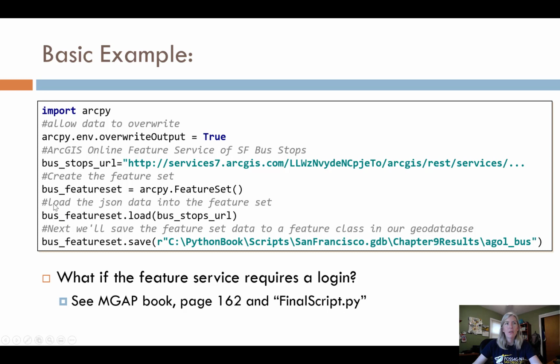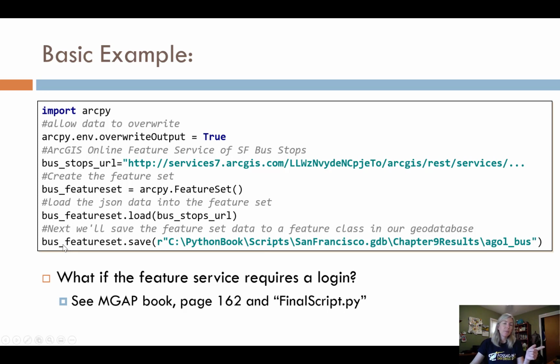So now bus feature set, once it's been loaded, is a layer. It's a layer that contains data that you can treat like any other layer, that you can do a describe on, you could run a tool on, you could get to the table, you could do whatever you need to it. Another thing that you can do optionally is save it.